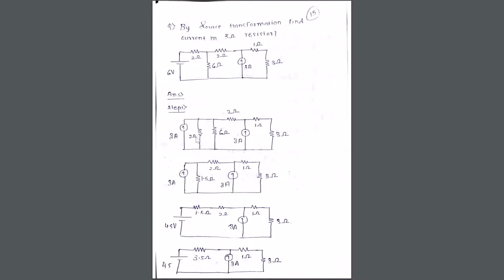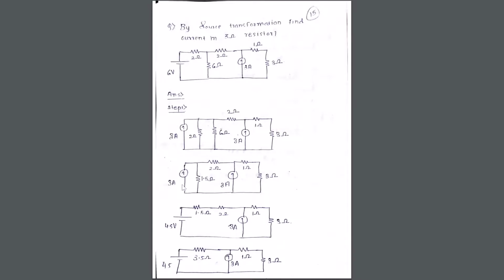Now, my 2 ohm and 6 ohm resistors are in parallel with each other. So you have a 3 ampere current here, and the 2 ohm and 6 ohm are in parallel with each other. That means the value will be 1.5 ohms. I hope that you know how to find the parallel combination equivalent resistance.